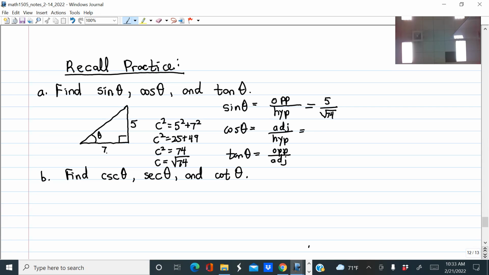That's the adjacent side here, which is 7, because that is the side which touches the angle, right? So that's the side that's adjacent to theta. So we get 7 over square root of 74. And then for tangent, that's really easy because it doesn't involve a hypotenuse. Sometimes that makes tangent really convenient to use in practice. You just get opposite, which is 5, over the adjacent, which is 7. So 5/7 for the tangent.